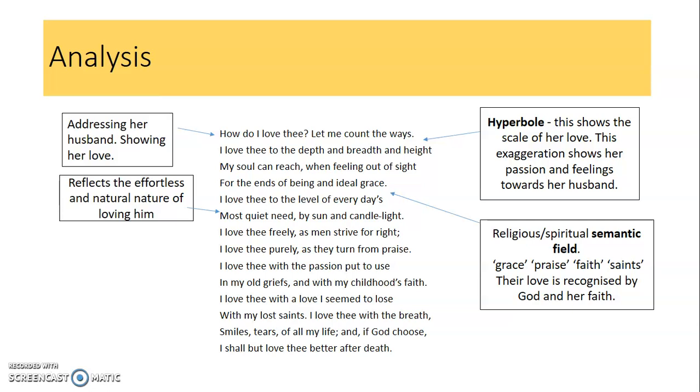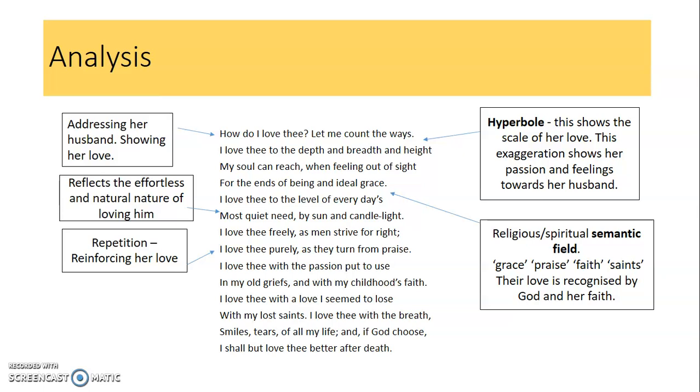When she says here, most quiet need, she's reflecting the effortless and natural nature of loving him. It comes naturally to her and it is a pure love that she has for him, a most quiet need. We then have use of repetition here. I love thee is used 3 times in those 3 lines. It's her way of reinforcing her love for her husband, and she's describing the different ways that she loves him.